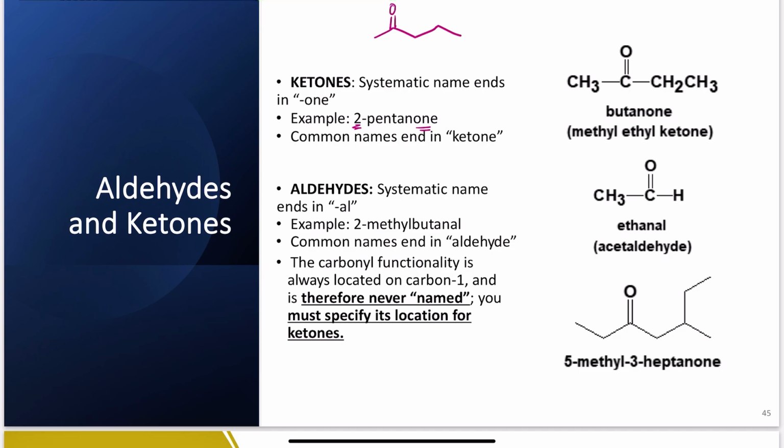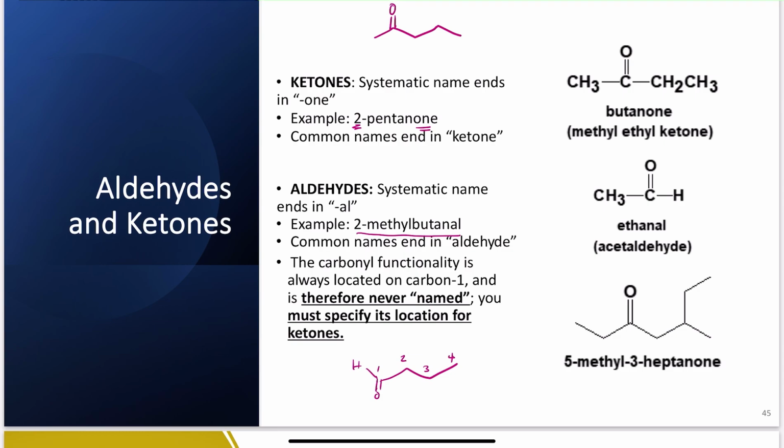Aldehydes, the systematic naming ends in AL. So for example, 2-methylbutanal. Common names end in aldehyde. You're going to see that written as well. So like ethanal versus acetaldehyde. The 2-methylbutanal, butanal means 4. But remember that aldehydes have to be the first carbon of an aldehyde. So the carbon that is double bonded to the oxygen is always your carbon 1 in an aldehyde.